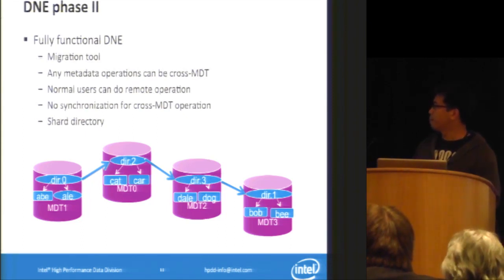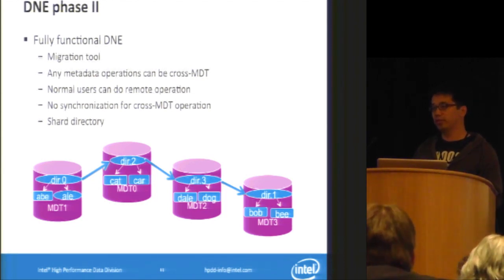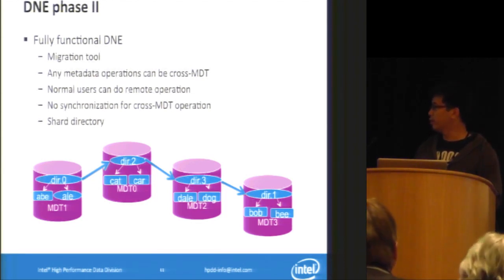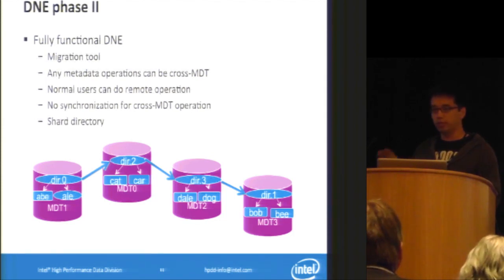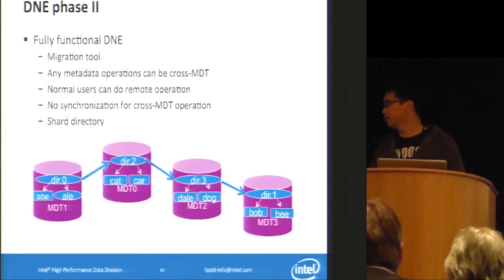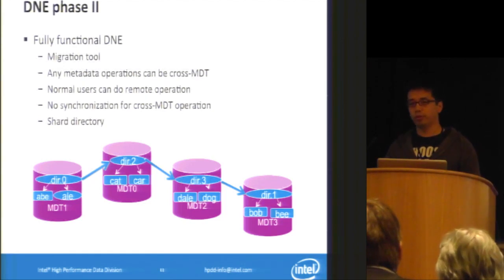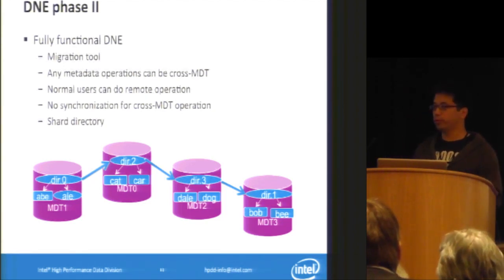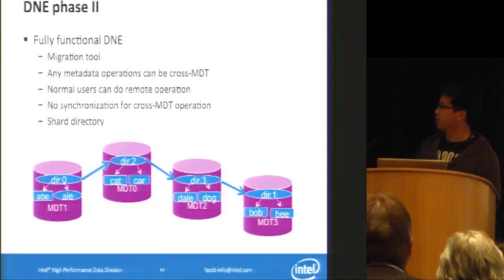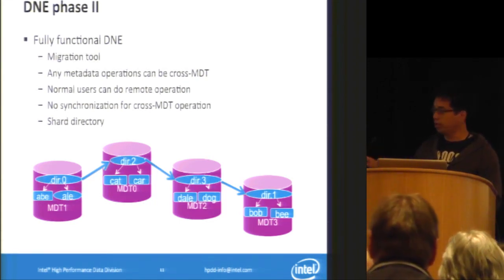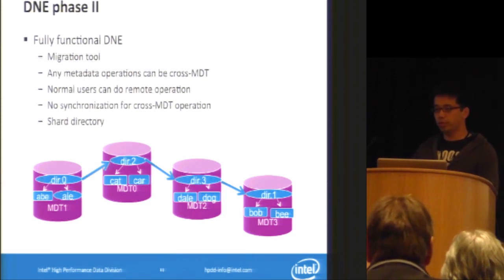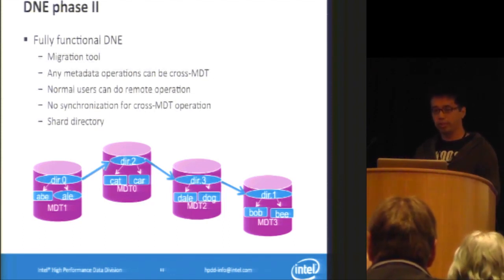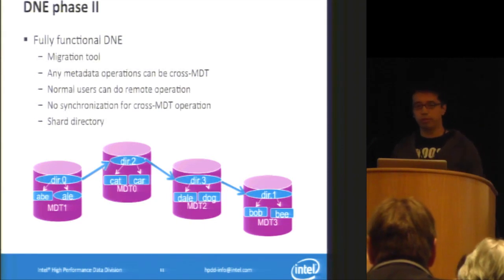And also, any metadata operation can be cross-MDT, not just create remote directories and unlink remote directories, and they don't need to be synchronized. Also, the normal user can do the remote operation as well. So a normal user can create remote directories and move files between MDTs. And finally, there are striped directories, also called shard directories. So a single directory can be striped over multiple MDTs. By this, you can improve the single large directory's performance.